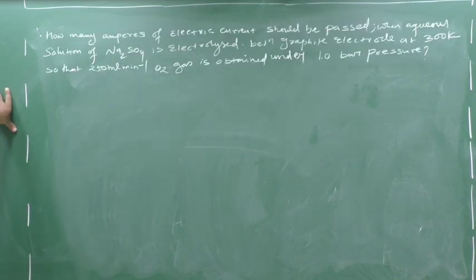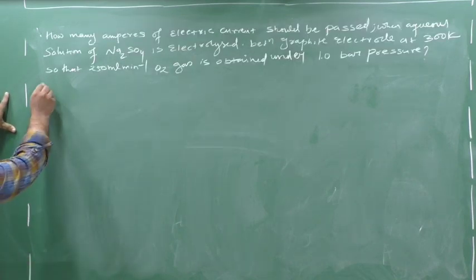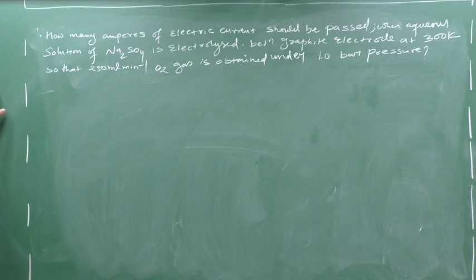Question: how many amperes, means you have to find the current. First I will read the question. First you copy it by taking a screenshot. How many amperes of electric current should be passed when an aqueous solution of Na2SO4 is electrolyzed between graphite electrodes at 300 Kelvin?